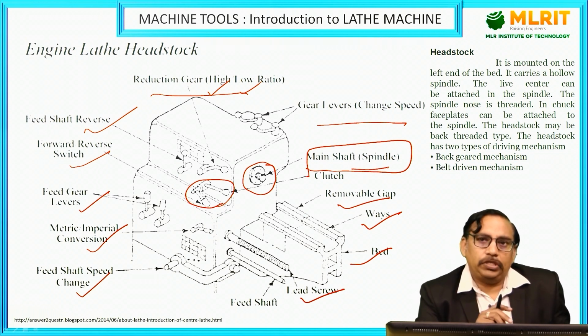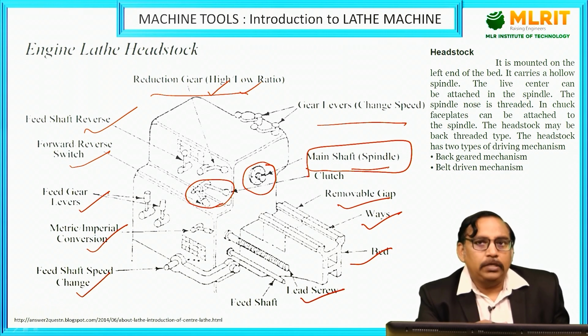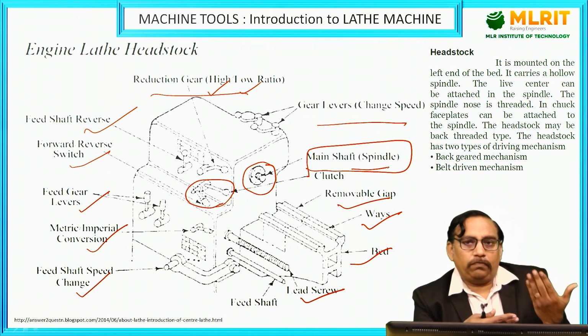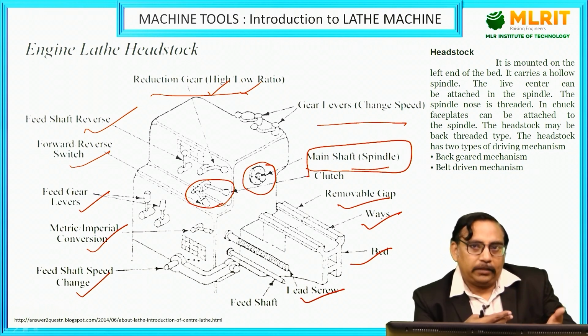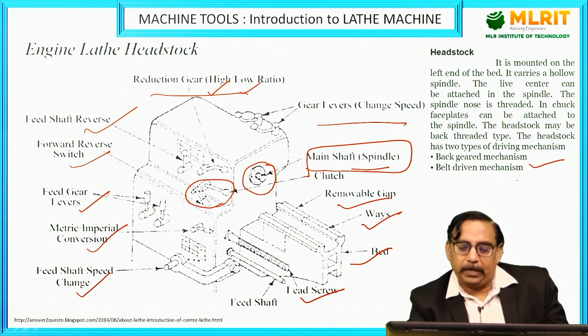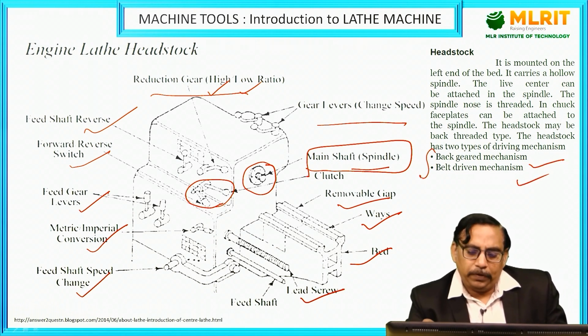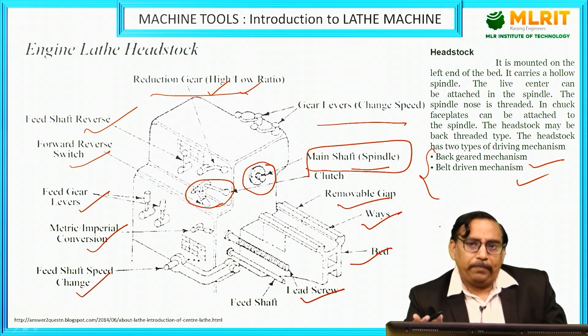The spindle nose is threaded outwards such that it can be attached with a chuck. The chuck or a face plate can be attached to the spindle such that the rotary motion of the spindle is transferred to the chuck. The headstock may be back threaded type. The headstock has 2 types of driving mechanism, that is back gear as well as belt driving mechanisms. These 2 can be utilized according to the machining parameters which we decide.